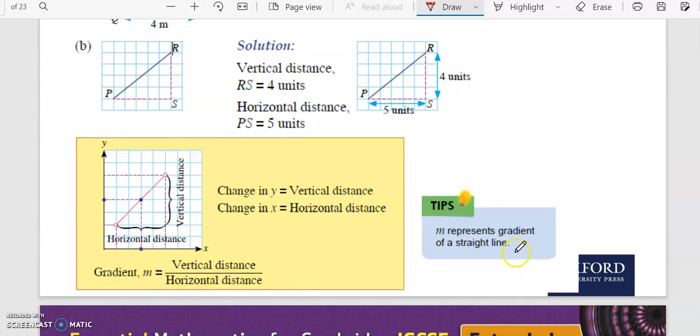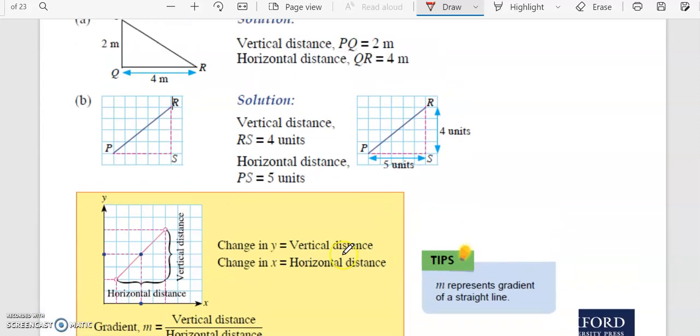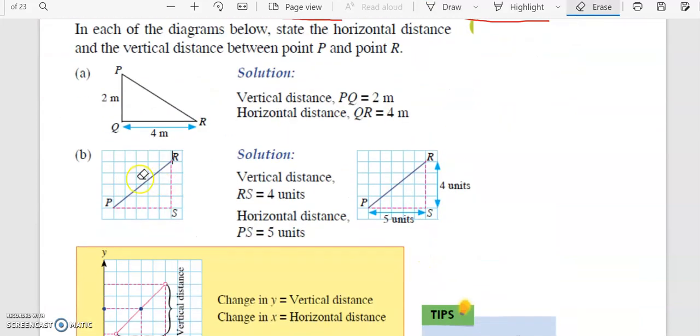Okay, and then m here represents the gradient of a straight line. M is its symbol for gradient. Okay, so please remember that if next time I use the letter m, it actually represents gradient. Okay, so you can see from example B. Okay, so we have this part. We want to find the vertical distance, which is 4 units, and also the horizontal distance, which is 5 units. Same goes to diagram A.